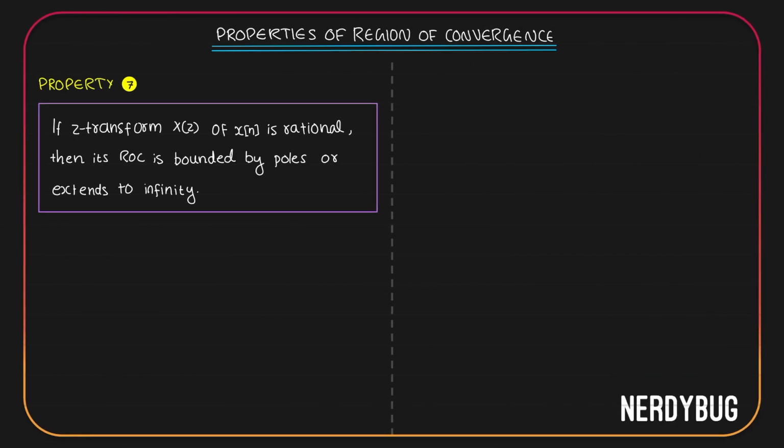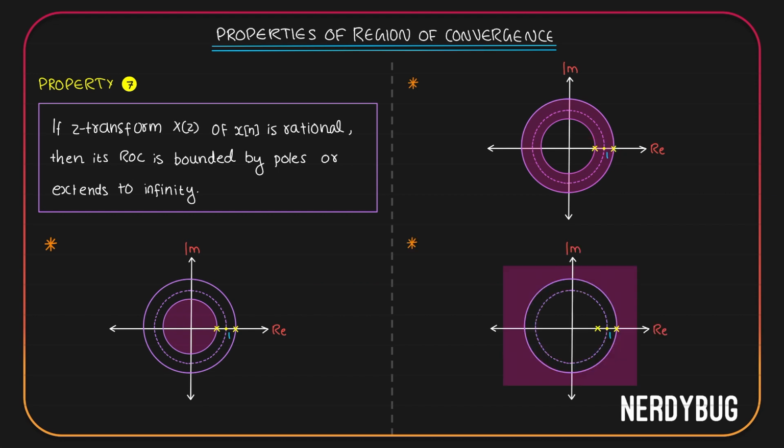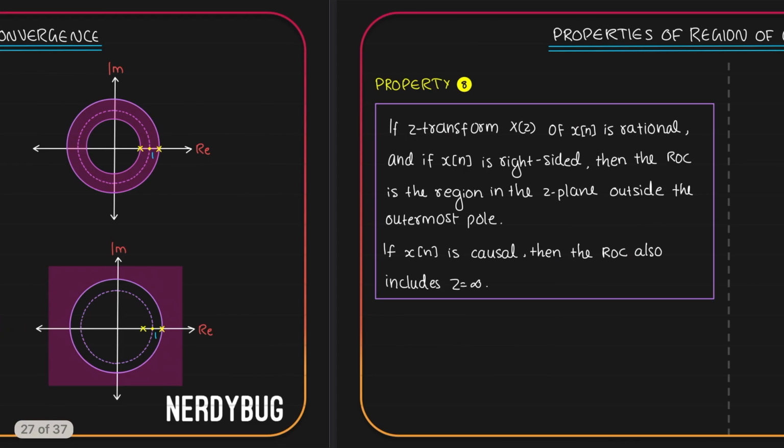Let us see the next property. If Z transform X of Z of a signal x of n is rational, then its ROC is bounded by poles or extends to infinity. If the signal is left-sided, ROC will be inside the innermost pole. If the signal is two-sided, it is going to be between two circles. And if the signal is right-sided, it is going to be outside the outermost circle. That is, the ROC will be either bounded by poles or it extends to the infinity.